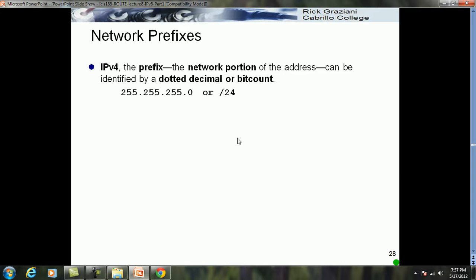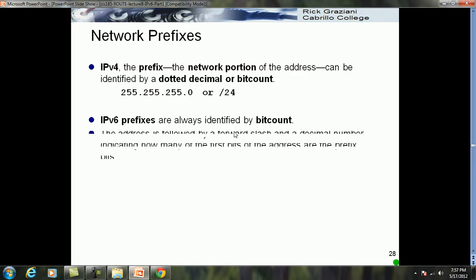Got it? Yes. So now the prefixes. IPv4 used to have subnet mask and we write that in a CIDR format, /24 notation, correct? The prefix value. So IPv6 prefix is always identified by bit count. Over here we show a network portion, remember the dotted decimal or bit count. Over here also we have a bit count, but the address is followed by a forward slash and a decimal number indicating how many of the first bits of the address are the prefix bits. That is, how many bits are the prefix bits?